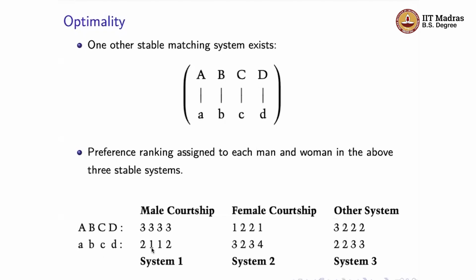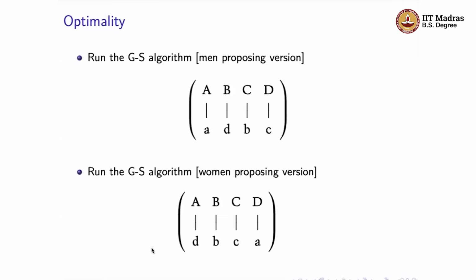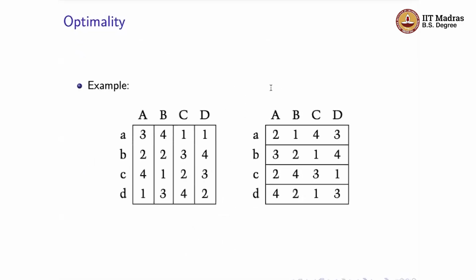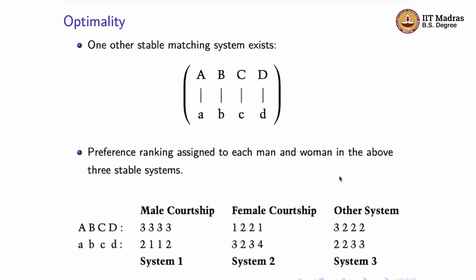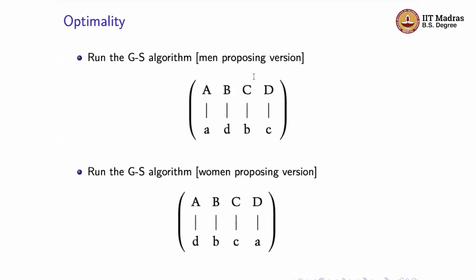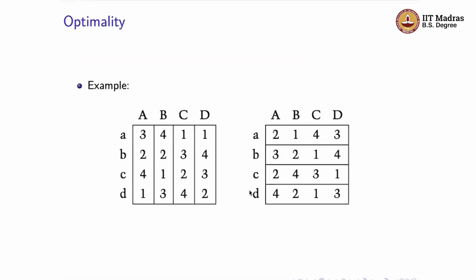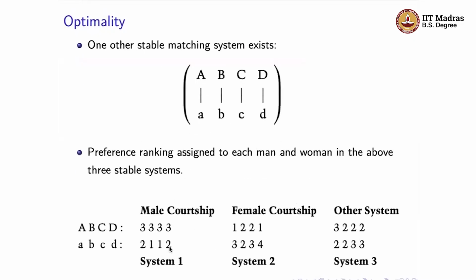What about Mr. C? So Mr. C got Miss D, right? And here we can again see that Mr. C got the most preferred partner that he wanted, right? So again, this is 1. And Mr. D got B, and we can see from his ranking that this is the second most preferred, right? So we have here 2, 1, 1, 2.